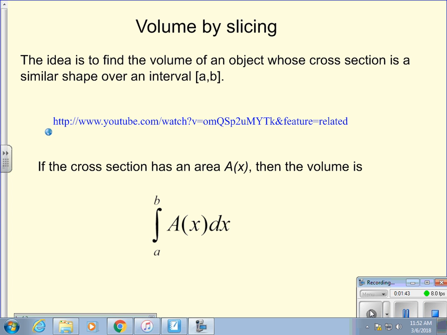So the key to this thing is, you've got to find your a and b, and you've got to figure out the cross-sectional area. And that's the most difficult thing, figuring out the cross-sectional area. All the ones on your homework are essentially going to consist of rectangles, squares, triangles, and semicircles or circles. So they're basic geometric shapes that you have to find the area for. Okay?